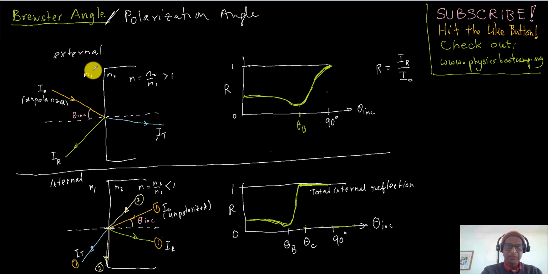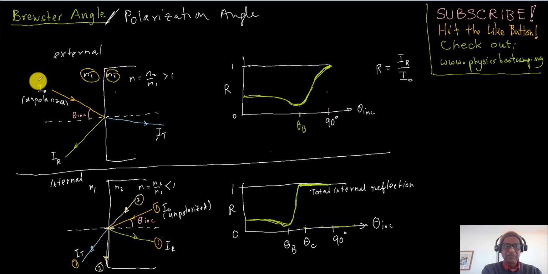So we have a medium with refractive index N1, and a medium with refractive index N2. So this is glass and this is air. We're going to talk about all the formulas in terms of this ratio N2 over N1. In a case where you have air and glass, this is greater than 1, and the light is coming from the air side. So this is called external reflection.